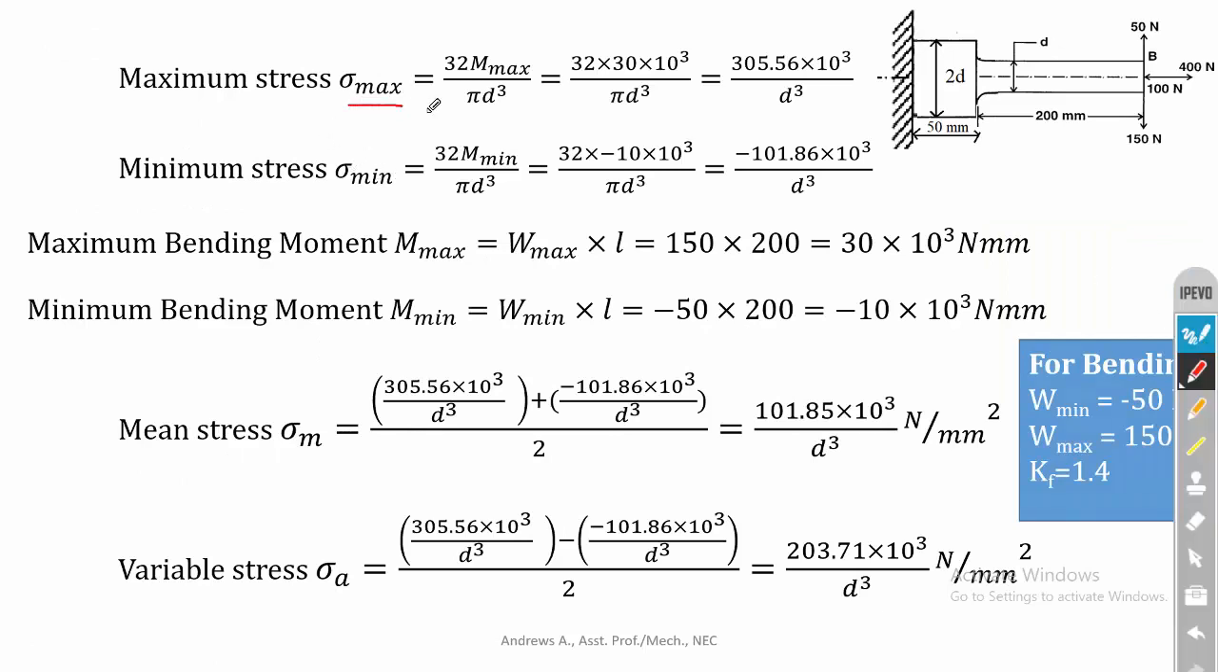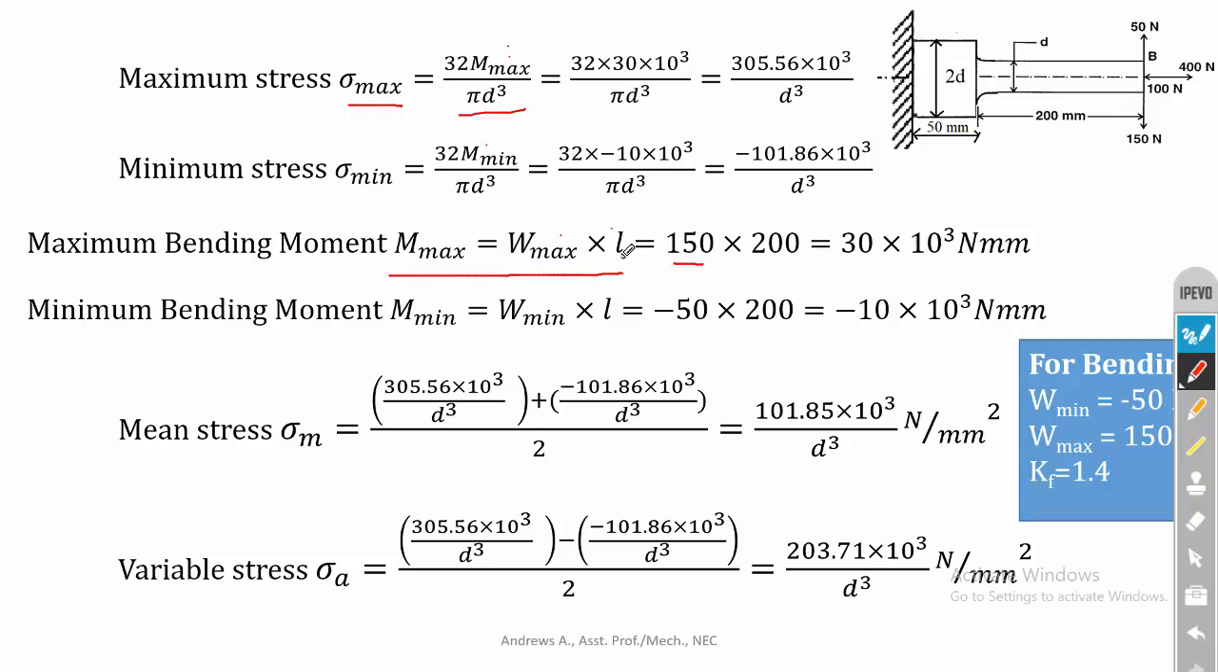The maximum stress. We know that for bending the maximum stress equation is 32 M max divided by pi d cube. In the case of minimum, it is 32 M minimum divided by pi d cube. So first we have to calculate the maximum and minimum bending moment. The given beam is a cantilever beam, so the bending moment will be load into perpendicular distance. So for maximum bending moment it is W max into L, that is the maximum load is 150 Newton and the length.